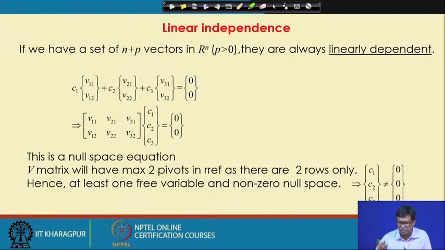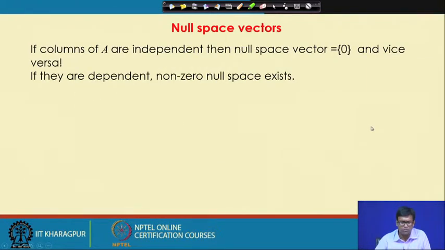So, hence for C1, C2, C3, there is at least one free variable and a non-zero null space, and C1, C2, C3 become non-zero. So, it becomes important for us to look into null space vectors. If the columns of A are independent, then the null space vector is 0. If they are dependent, then a non-zero null space exists, and vice versa.